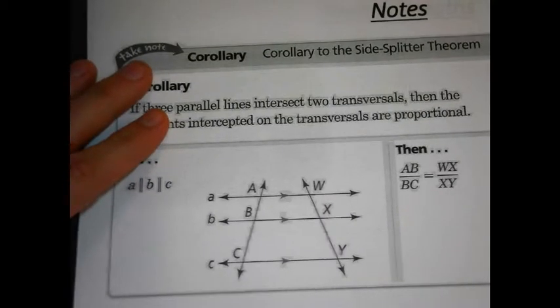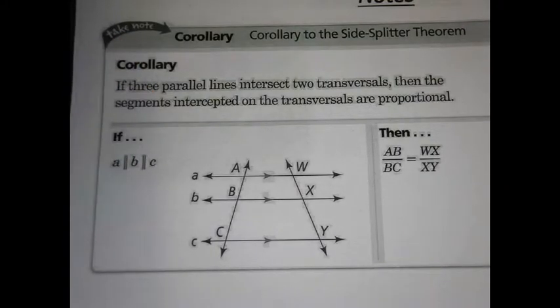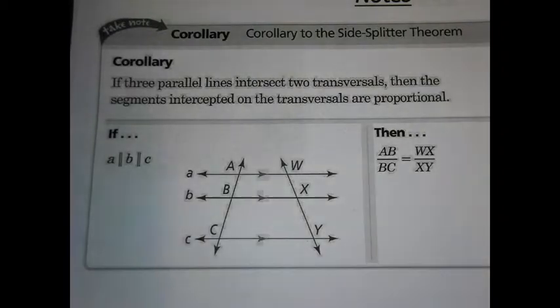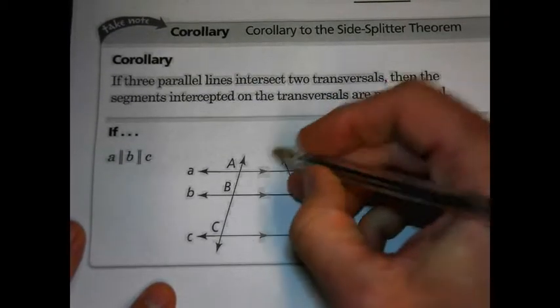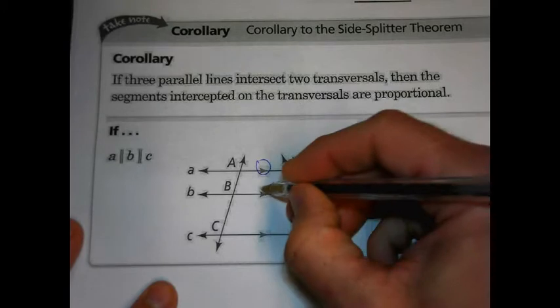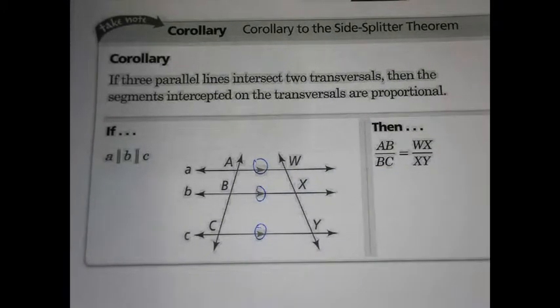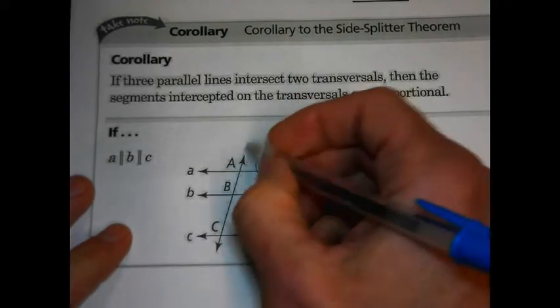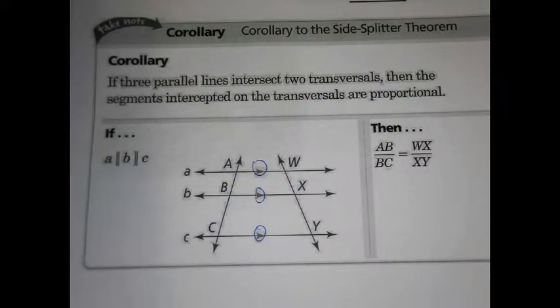That's like taking the side splitter theorem and putting it on steroids. So here's the side splitter theorem on steroids. Now we have three parallel lines, and they're being cut by two transversals, one in here, one there. Well, then the segments intercepted are proportional. So what does that mean?